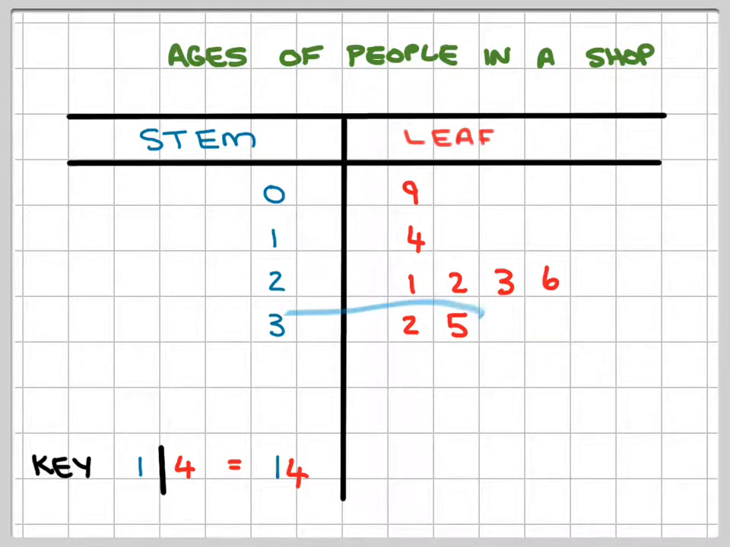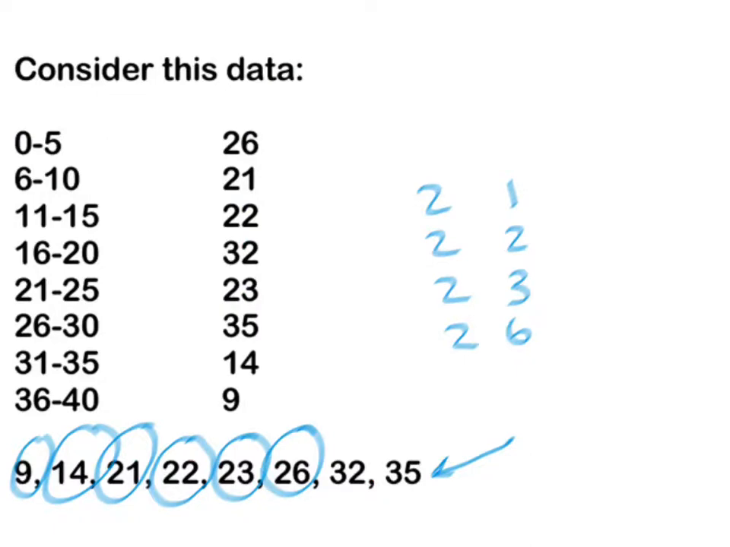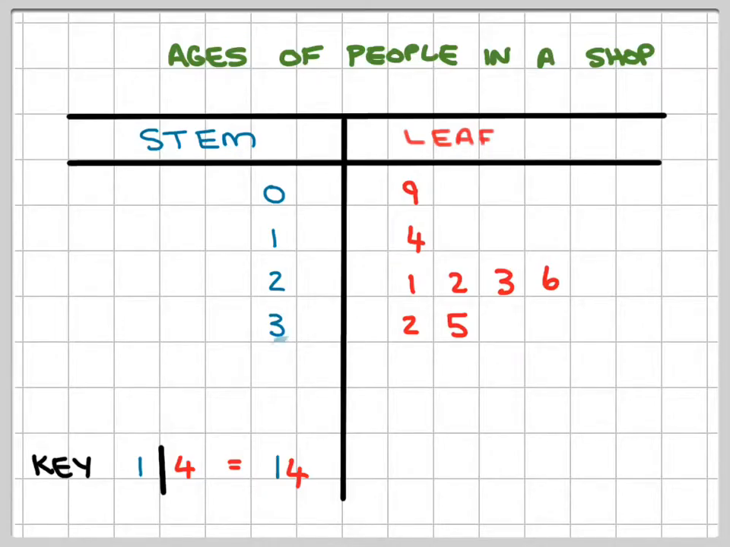So you can see we're going to have 32 and 35 here. Let's go check our data. Yes, we have a 32 and we have a 35. So 32, 35. Okay. Right, you've got an idea. And you can see that the key actually does describe that. It tells you 1 in the stem, 4 on the leaf is 14. Okay, so it should be quite clear.